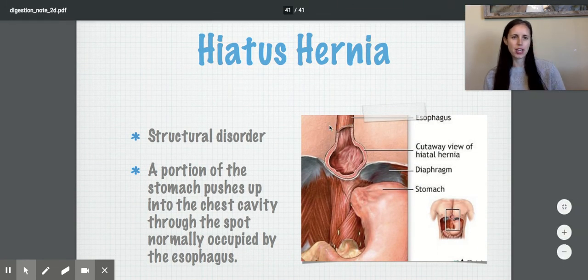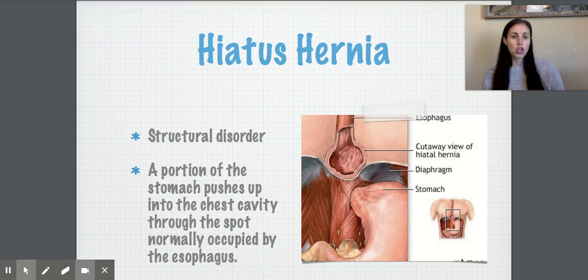You might have a parent that has a hernia. You might have had a hernia yourself. What it is, it's an actual structural disorder. So it can be caused by several different things, but essentially what happens is part of the stomach is actually going to push up into the chest cavity. So your stomach is down here, and part of your stomach actually pushes into the chest cavity through the spot that normally occupies the esophagus.